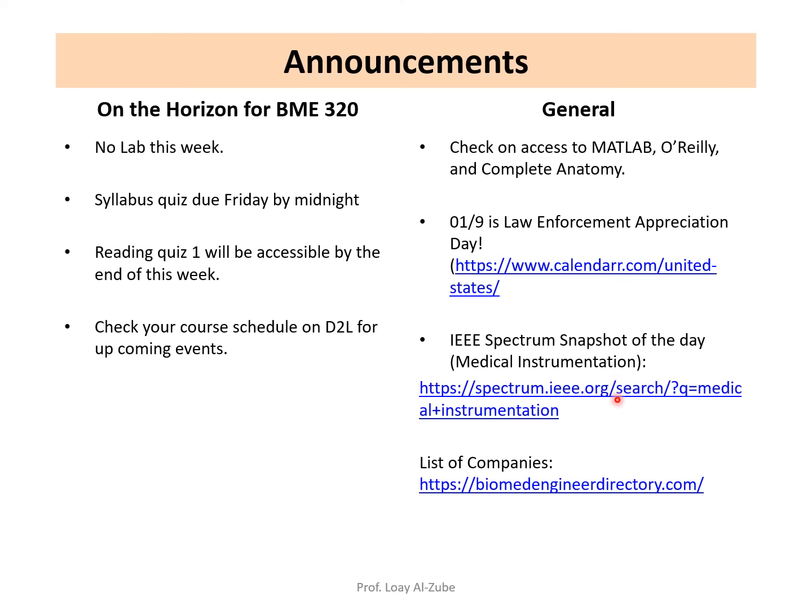These are links that you can go to into the IEEE Spectrum. IEEE Spectrum is a good magazine. So instead of reading scientific research papers, you can get the latest updates, information about companies, projects using IEEE Spectrum. When I go into IEEE Spectrum, I always search about a topic, and it will list for you all the latest medical instrumentation. When you go there, you should be in a good position.